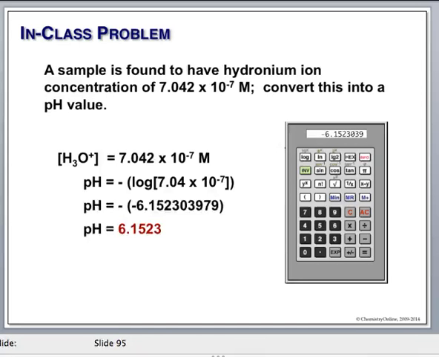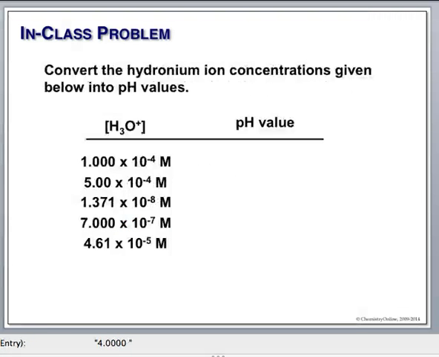Once again, for significant figures. How many significant figures here? There are 4, aren't there? So we have to have 4 digits after our decimal. I'm not gonna test you on that, but that's the way it's done. All right, let's do this one, and then we're done. If I tell you my hydronium is 1 times 10 to the minus 4, what's my pH? You can do that in your head, can't you?